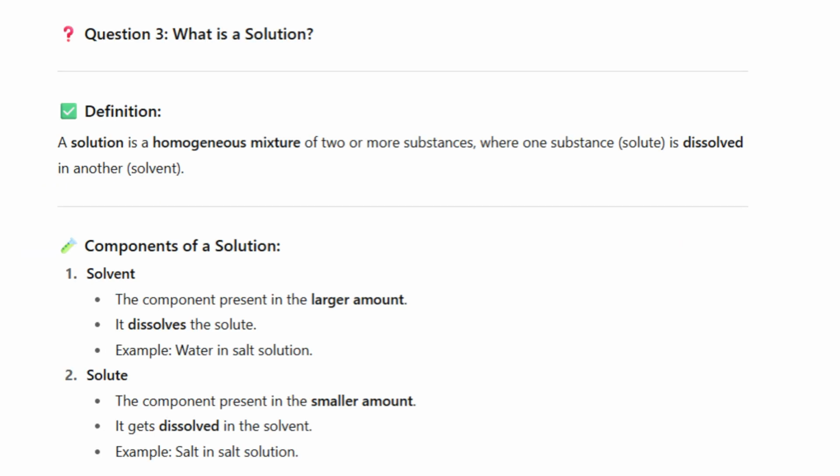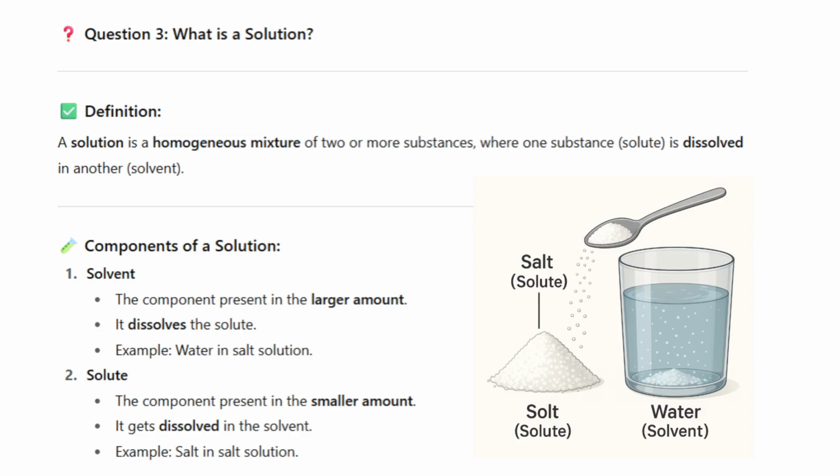Question 3. What is a solution? Definition. A solution is a homogeneous mixture of two or more substances, where one substance, solute, is dissolved in another, solvent. Components of a solution. Solvent. The component present in the larger amount. It dissolves the solute. Example.